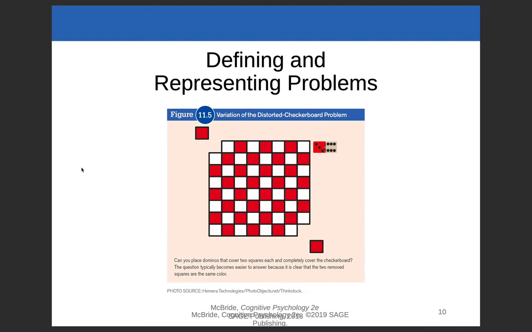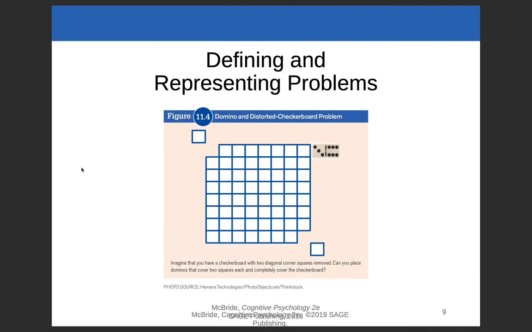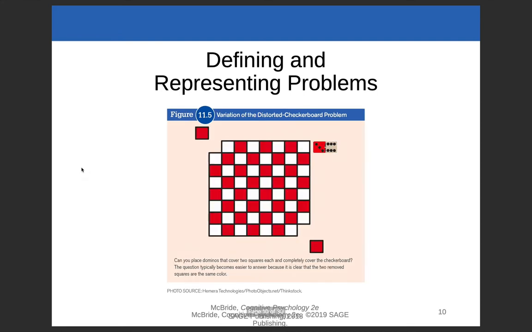But notice that you couldn't solve this problem by looking at it like this, right? It was much harder to solve it. But when you look at it like this and you realize that those two colors are the same, and that leaves you with an uneven number of squares, 30 versus 32, and each domino is an even number, 2, 2, 2, 2, 2, you realize it's probably not going to be possible to cover all the squares with all the dominoes.